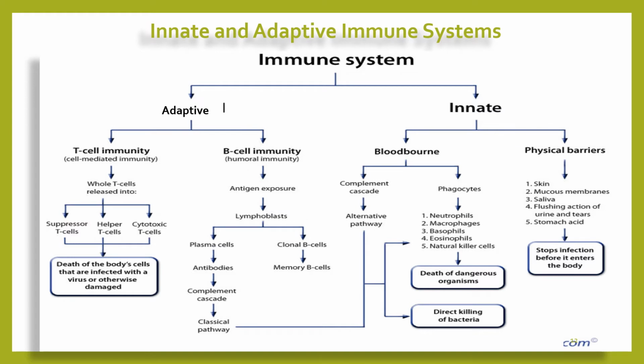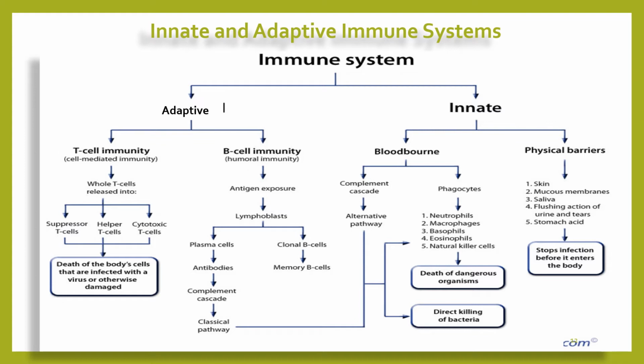And with the blood, there are your phagocytes, your white blood cells, your neutrophils, your macrophages, which are your mature monocytes, your basophils, your eosinophils, and natural killer cells. So all of these cells will bring about the death of dangerous organisms. For the physical barriers, it will be your skin, mucous membrane, saliva, the flushing action of your urine and tears, and stomach acid. So with these physical barriers, they stop infection before it enters the body.